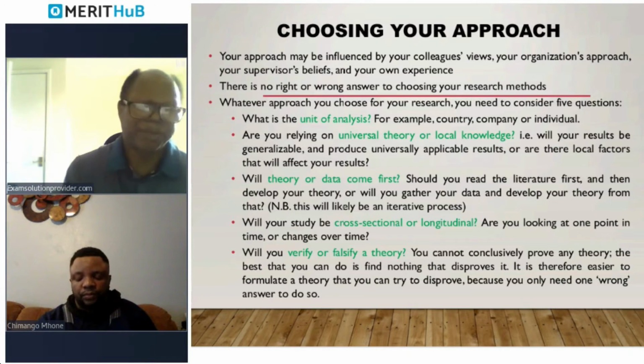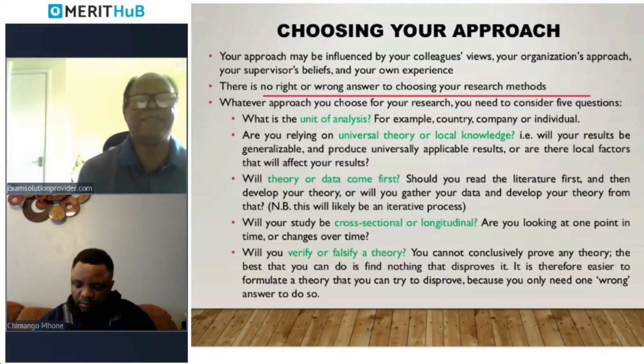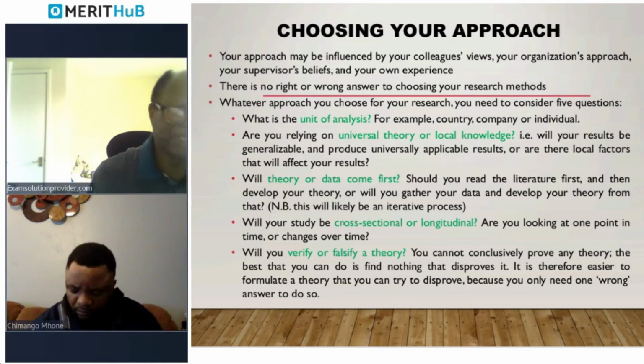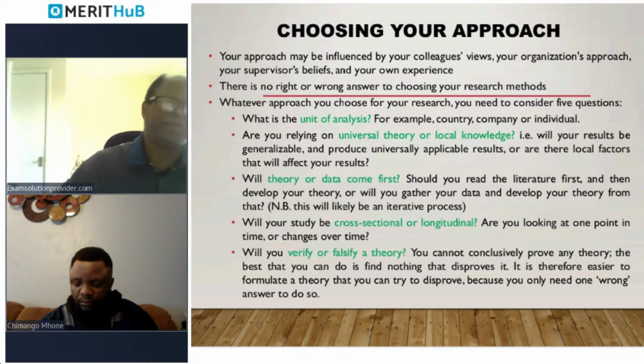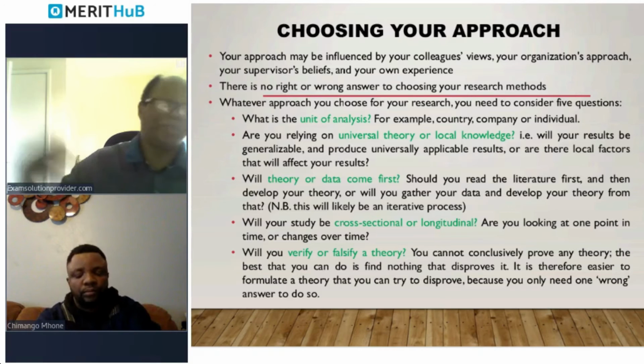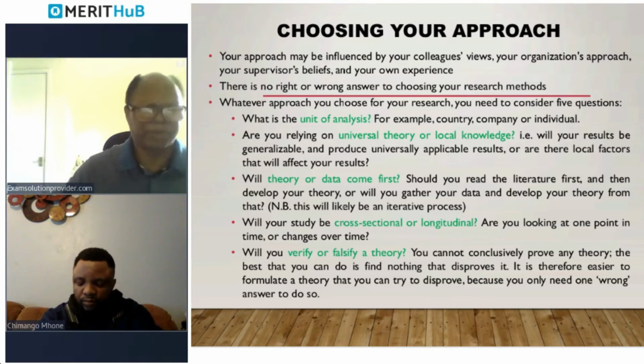The fourth question is: will your study be cross-sectional or longitudinal? For example, are you looking at one point in time or at changes over time? Such studies tend to relate mostly to education. If we study the impact of one teaching method or lecturing method, we tend to use a longitudinal design, because it takes time for people to acquire knowledge and develop the competence and skills they need to study better as a result of your intervention. So it's over a period of time: first year, second year, third year, fourth year, fifth year.